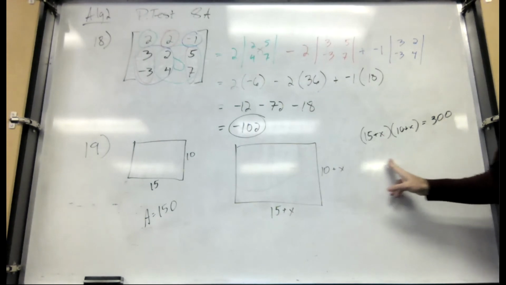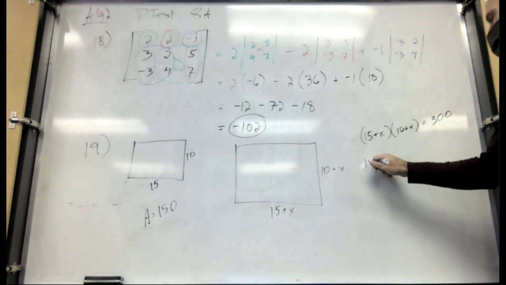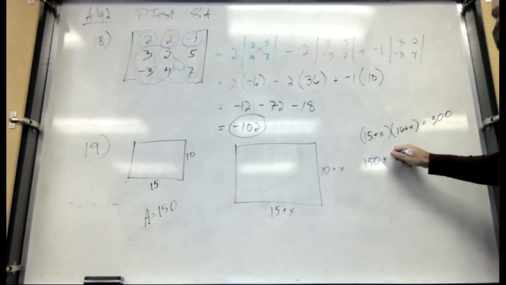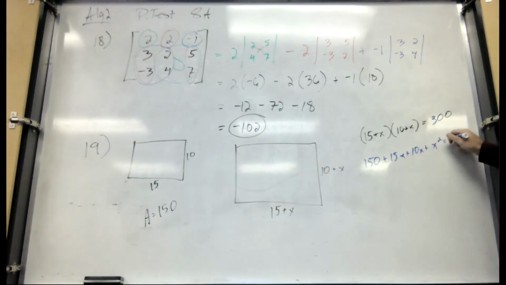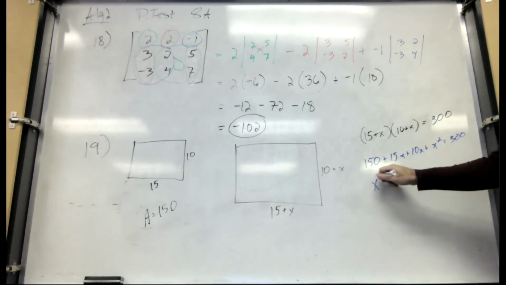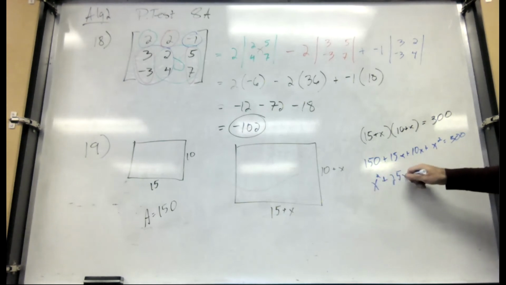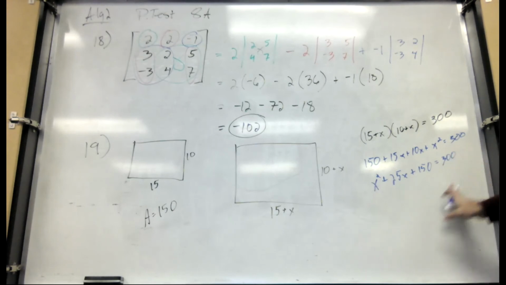Okay, so we're going to just FOIL this out. We get 150 plus 15x plus 10x plus x squared equals 300. Add the x's. So x squared plus 25x plus 150 equals 300. Okay, bring that 300 over here.